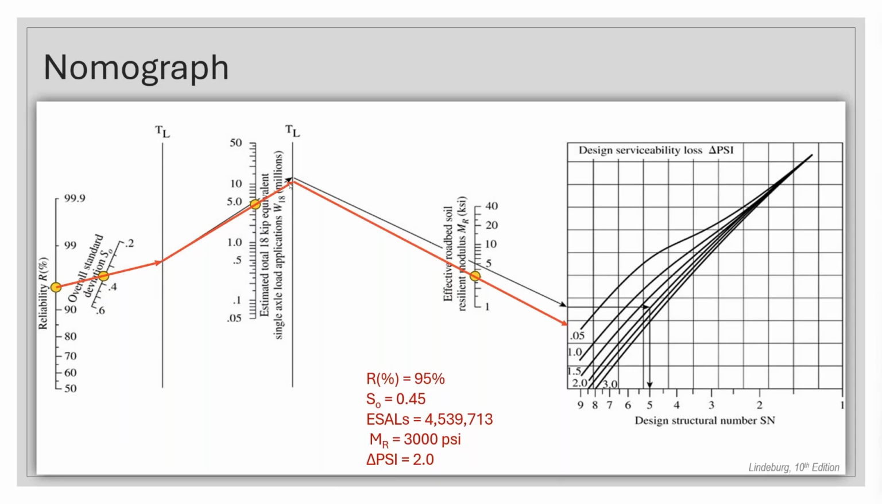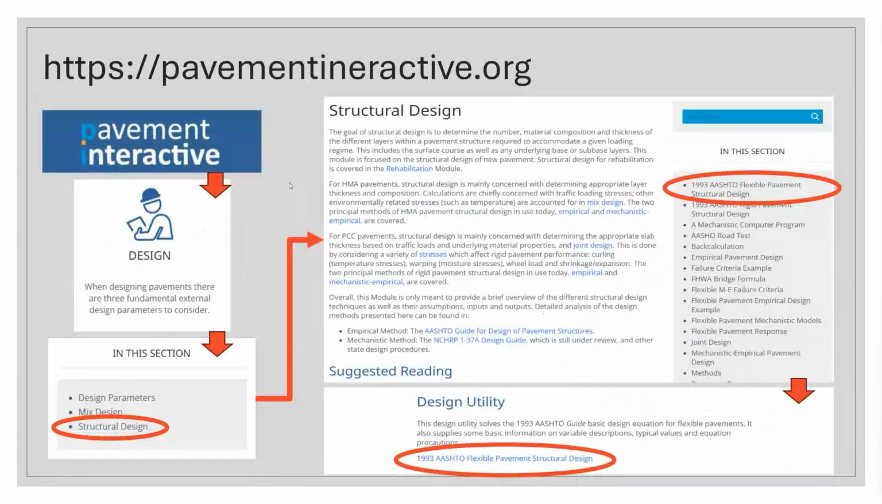We have a delta PSI of 2.0, so I need to pick the line corresponding with the 2, so the yellow arrow highlights that line. I go straight across to that point and then drop down, and I'm at about a 5.9. Yep. So fun stuff. There is a better way, of course.